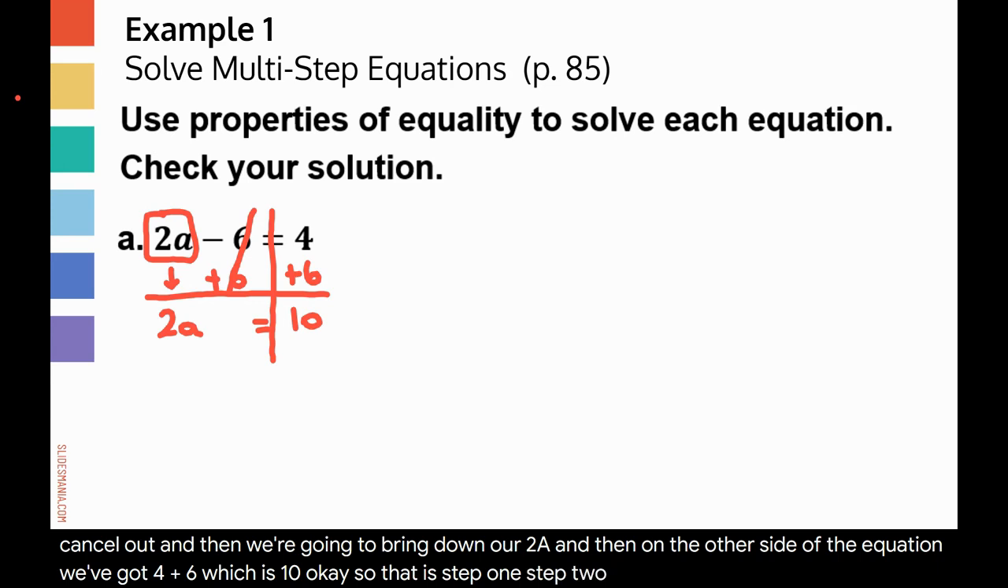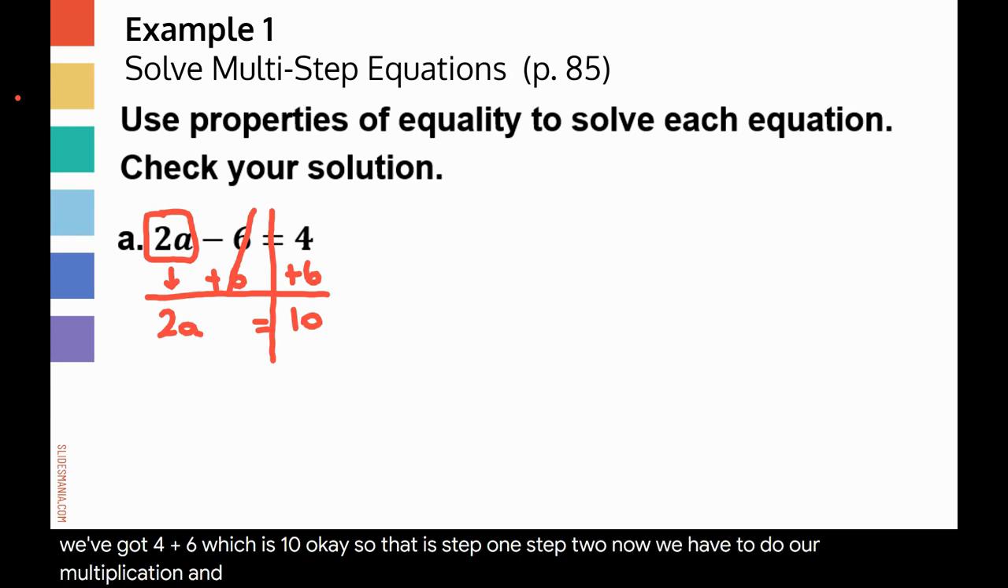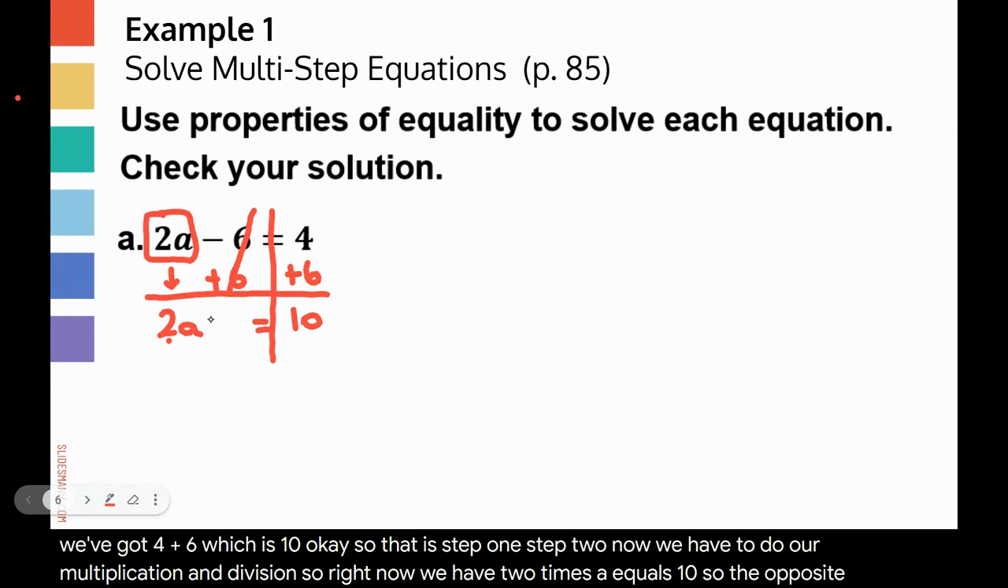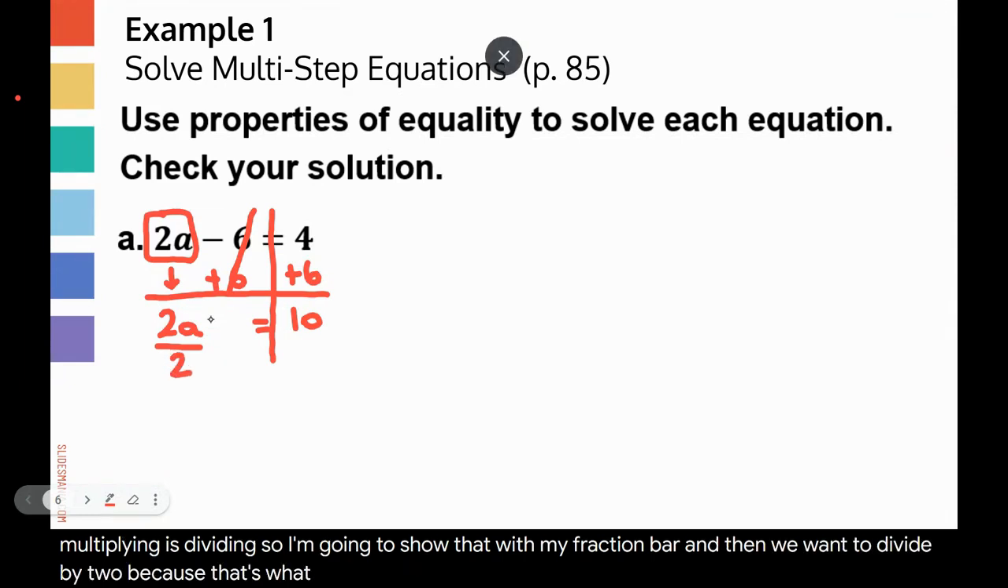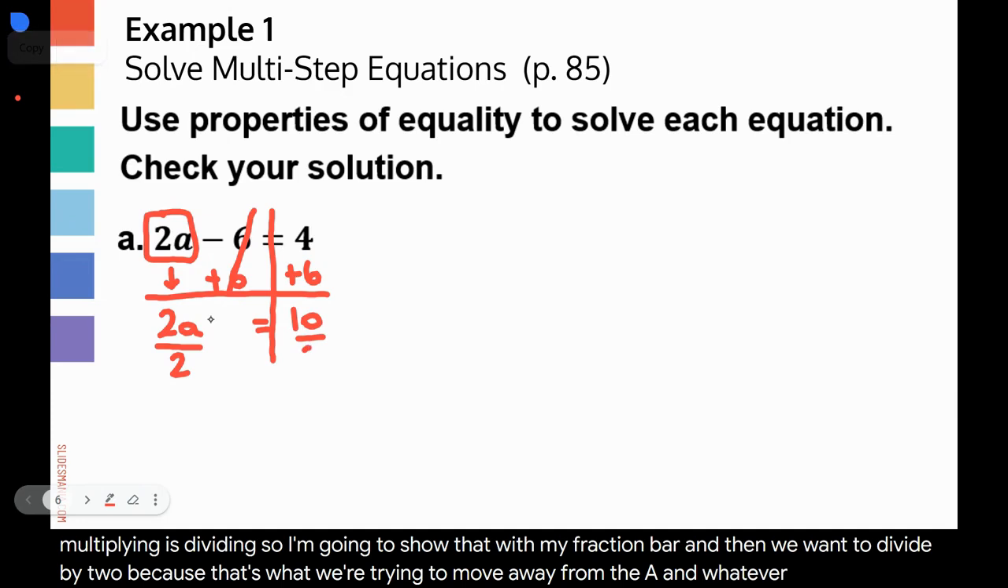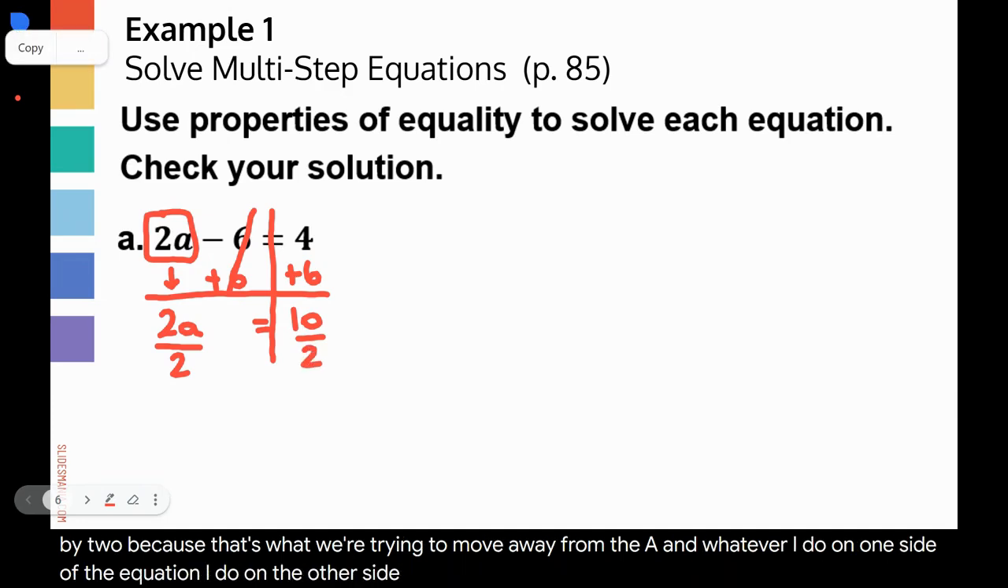Step 2, now we have to do our multiplication and division. Right now we have 2 times a equals 10. So the opposite of multiplying is dividing. I'm going to show that with my fraction bar, and then we want to divide by 2 because that's what we're trying to move away from the a. And whatever I do on one side of the equation, I do on the other side.